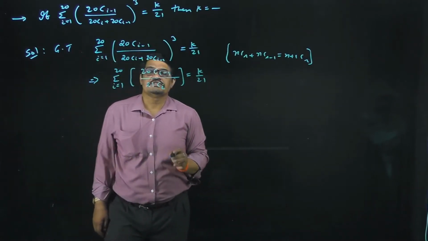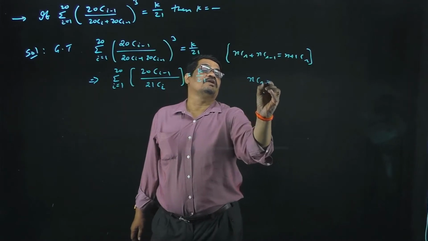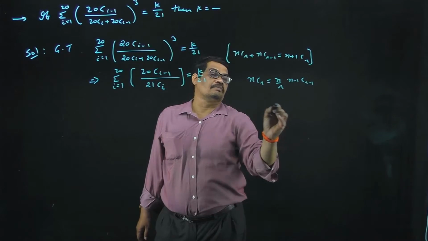Okay. Now this can be written using the formula nCr is equal to n by r into n minus 1 Cr minus 1.